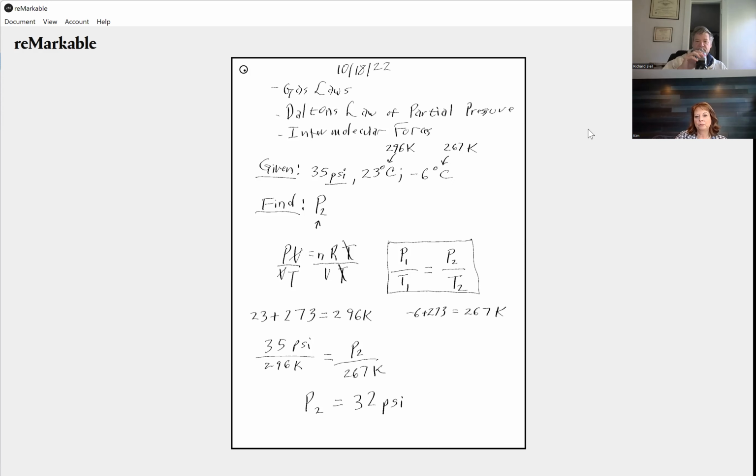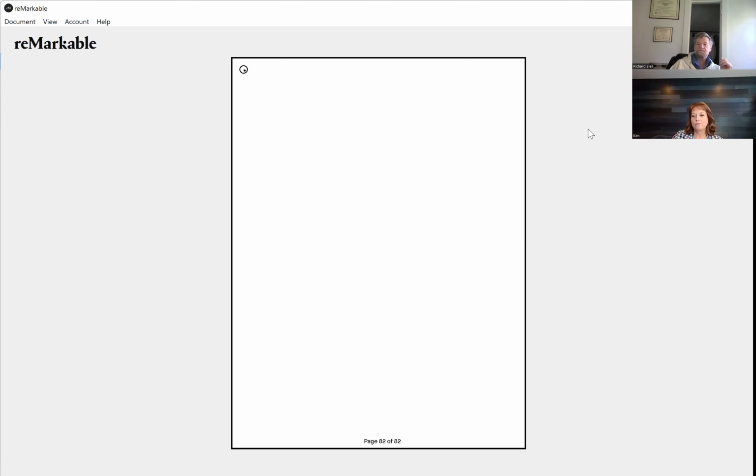32 psi. Okay. Any questions about that example? Would you like to see a straightforward ideal gas law example? Let's do a straightforward ideal gas law example.